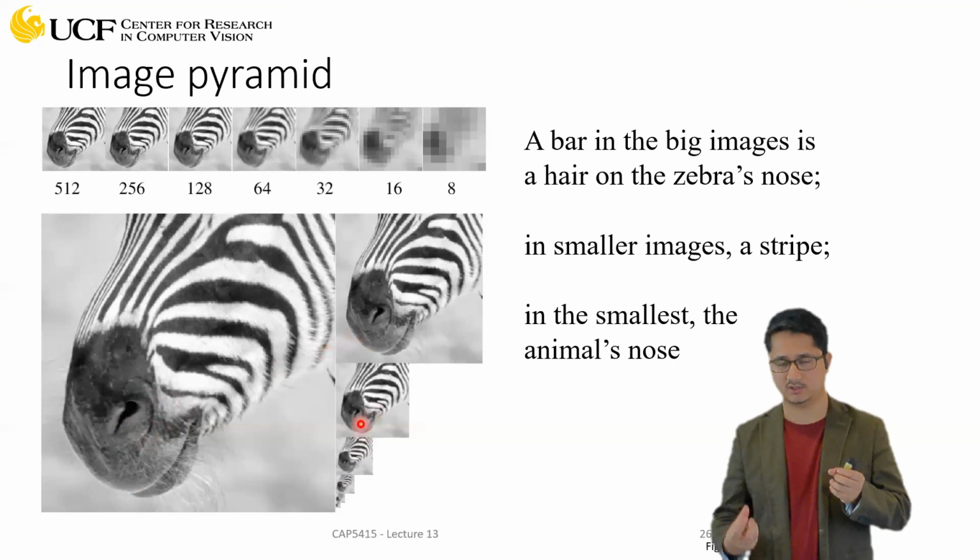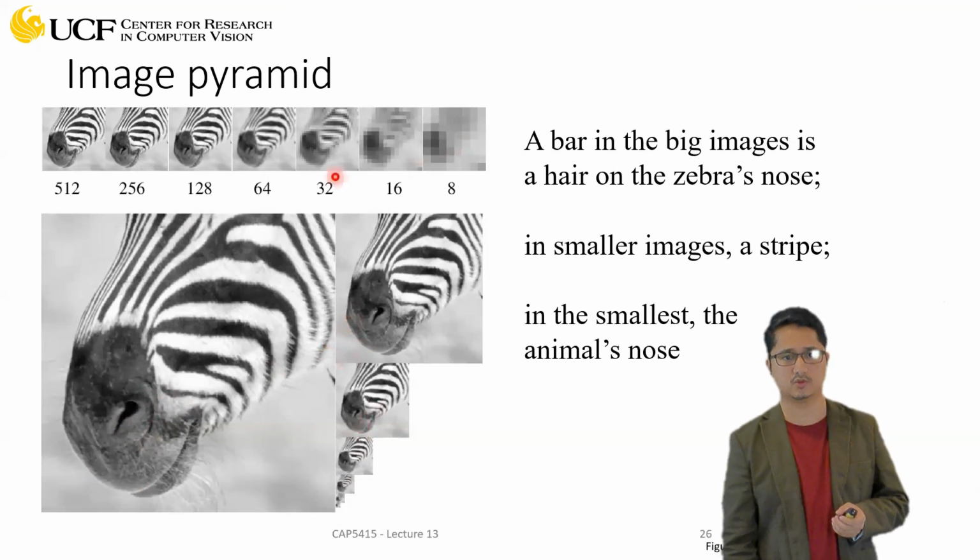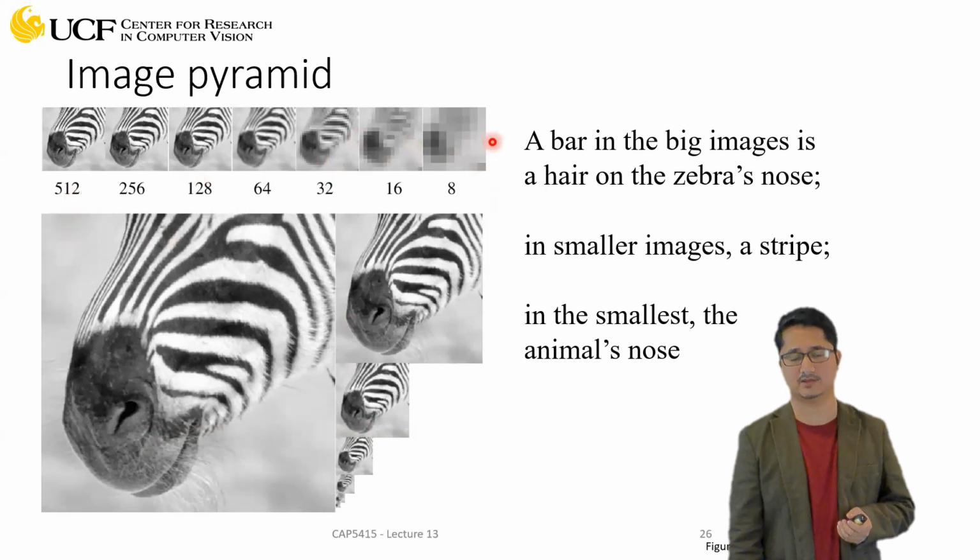Okay, so that's how you're actually controlling the scale. So it's going from 512 all the way to 8. So you have 6, 7 different scales here.